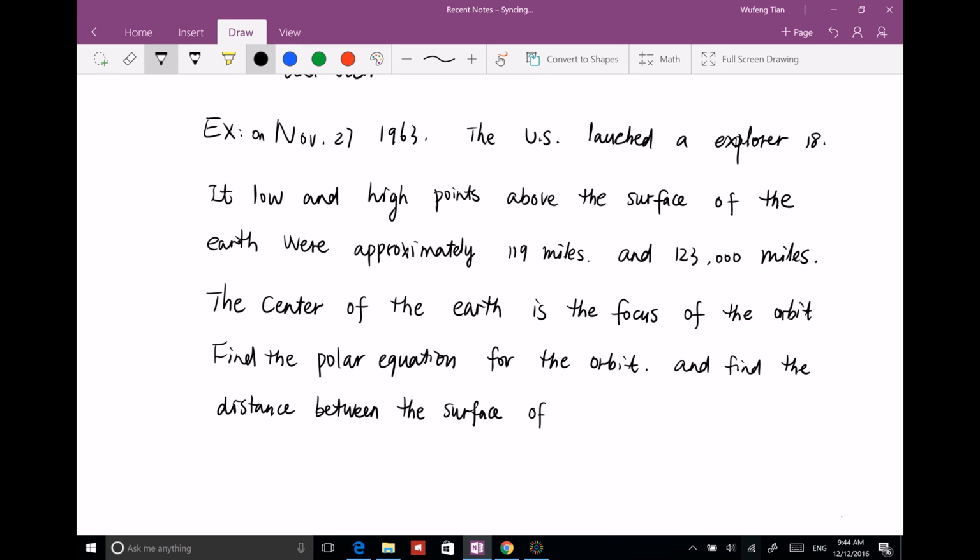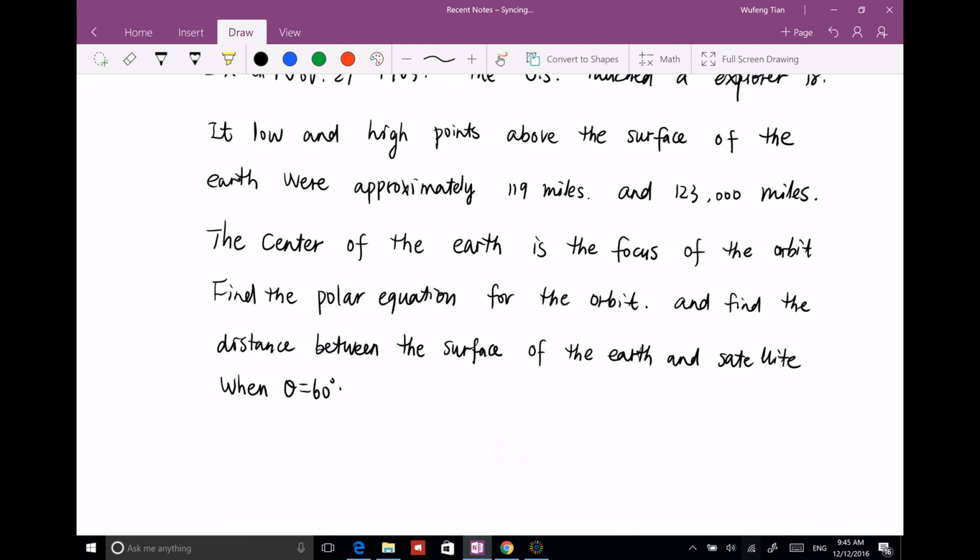Of the Earth and a satellite, when theta equals 60 degrees. So basically I give you a word problem. Previously we gave you numbers, vertex. Now we give you word problems and ask you to find the polar equation.